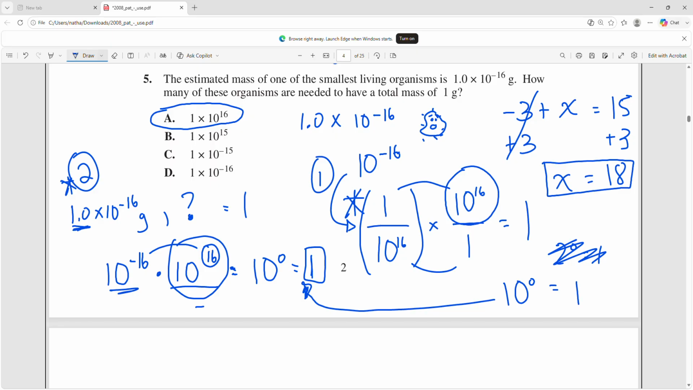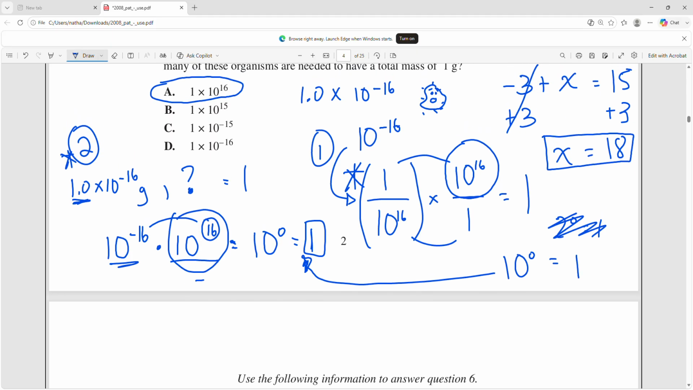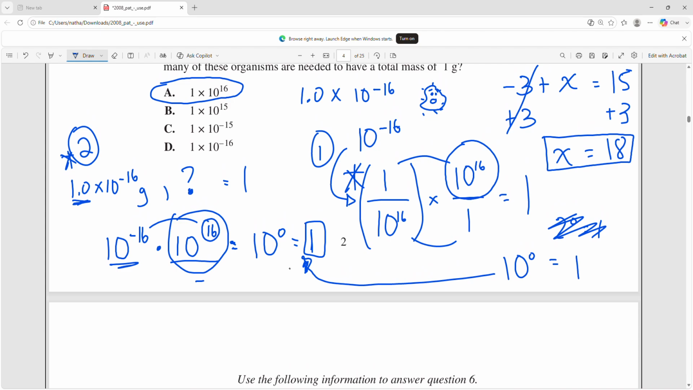And then what if you were asked something like that, except instead of 1 gram, they said, I don't know, 2. Let's say, same as before, we have 1.0 times 10 to the -16 is the weight. And they ask how many organisms would we need to get 2 grams? So we'd multiply its weight times the number of organisms that we need to get 2 grams. I would do basically the same thing, but I would just multiply by 2, right?